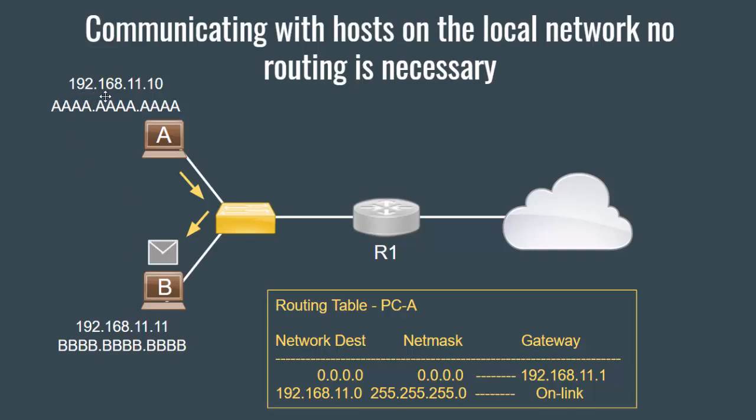Host A is 192.168.11.10, host B is 192.168.11.11. So we know host B's IP address. We look in the routing table, and in PC A's routing table on the PC, you can see there's an entry that the 192.168.11.0 network is on link. In other words, there's nothing to do. It's on link. All we need to do is to communicate with the host.